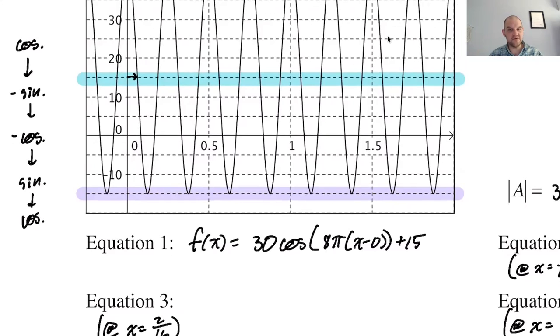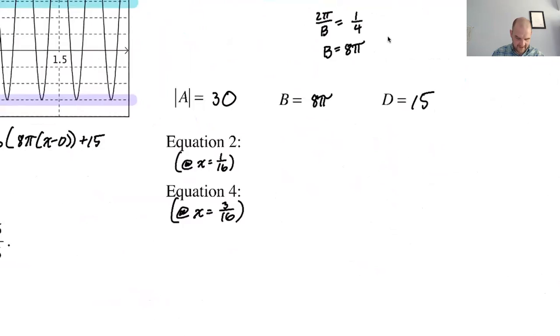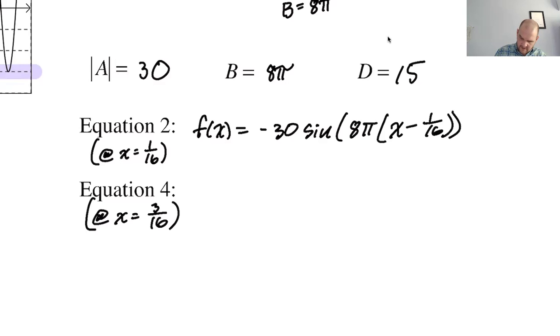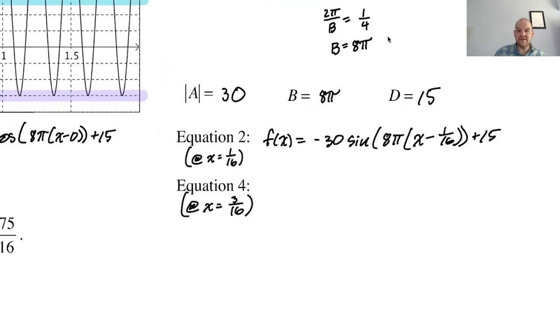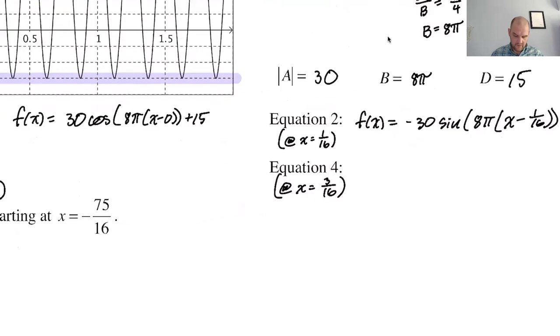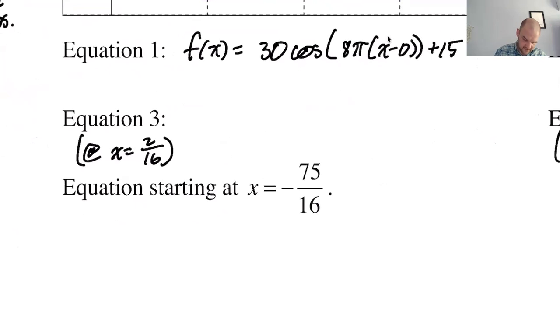So if we started at cosine, I know the next one must be a negative sine graph. So as long as I move one increment, I'm going to get a negative sine graph. So this will be negative 30 sine of 8 pi, the quantity x minus 1/16, plus 15. All right, so that's negative sine. So I'm starting in the middle, going to a minimum. So the next one, I'm going to start at a minimum, which must be negative cosine. So this is going to be negative 30 cosine.